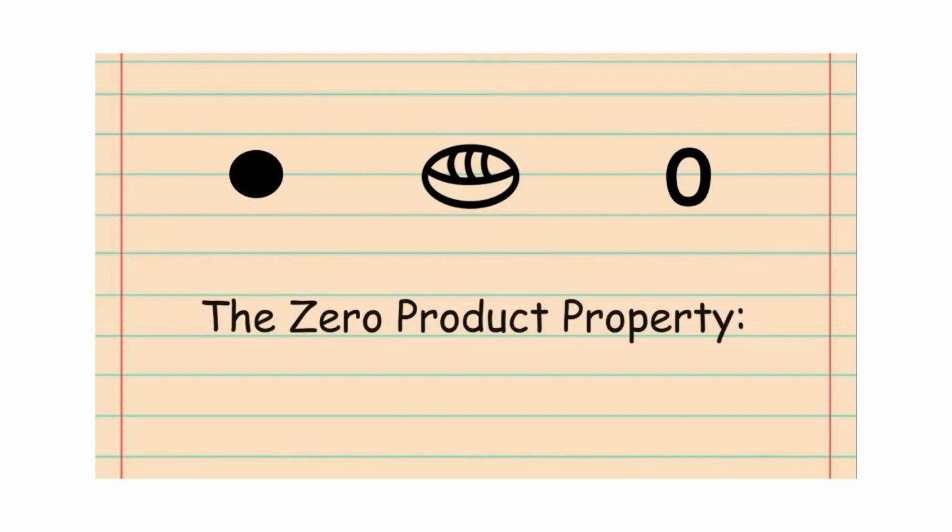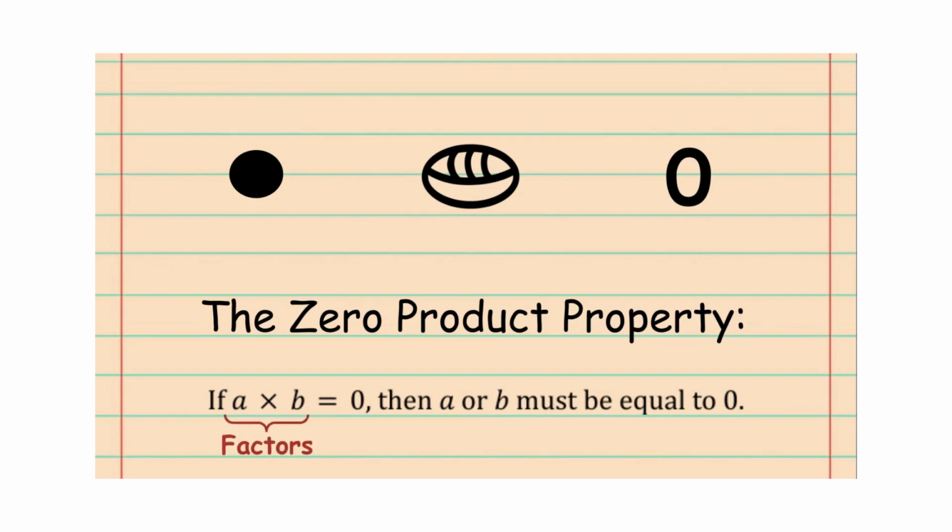Well, it's because of this property, the zero product property. It states that if A times B equals 0, then either A or B must be equal to 0. A and B, since they are multiplied, are factors. It turns out that many problems can be solved by representing them in the form A times B equals 0, which is why factoring is so important.